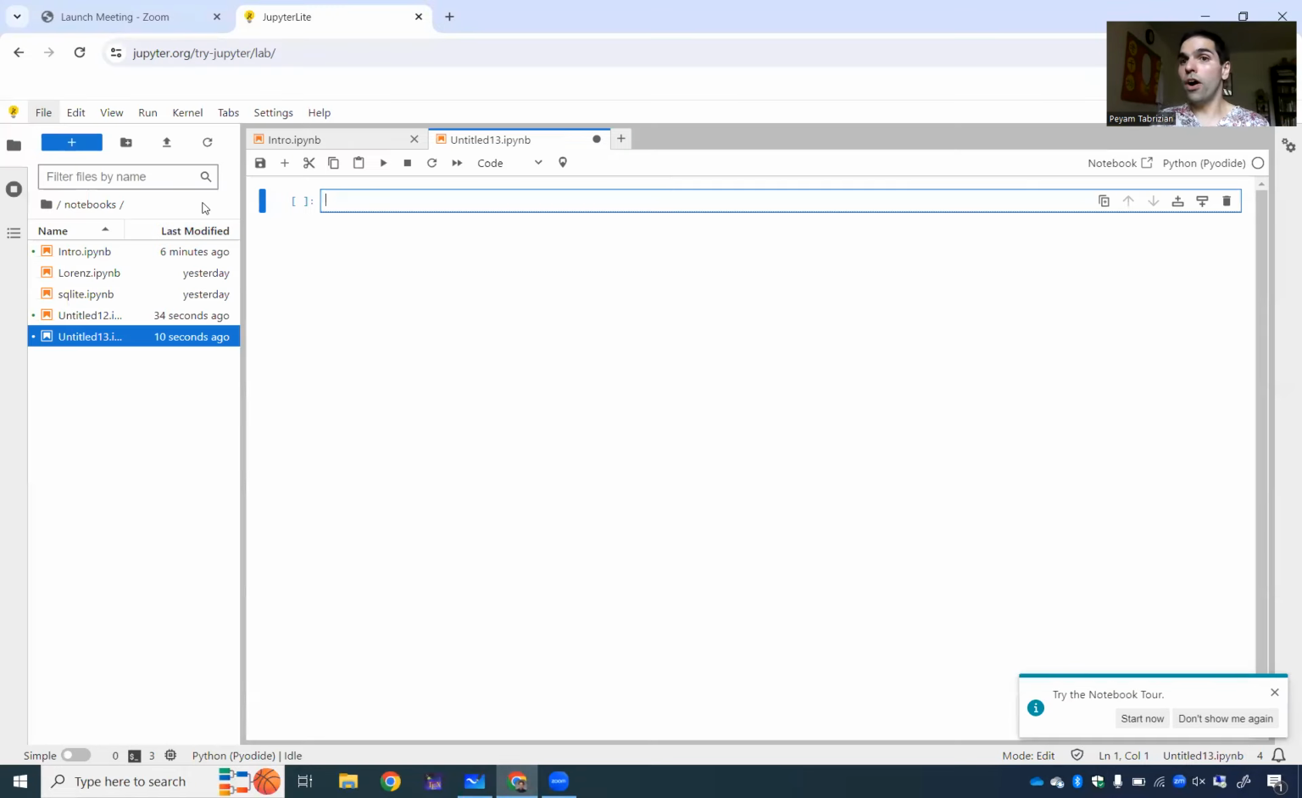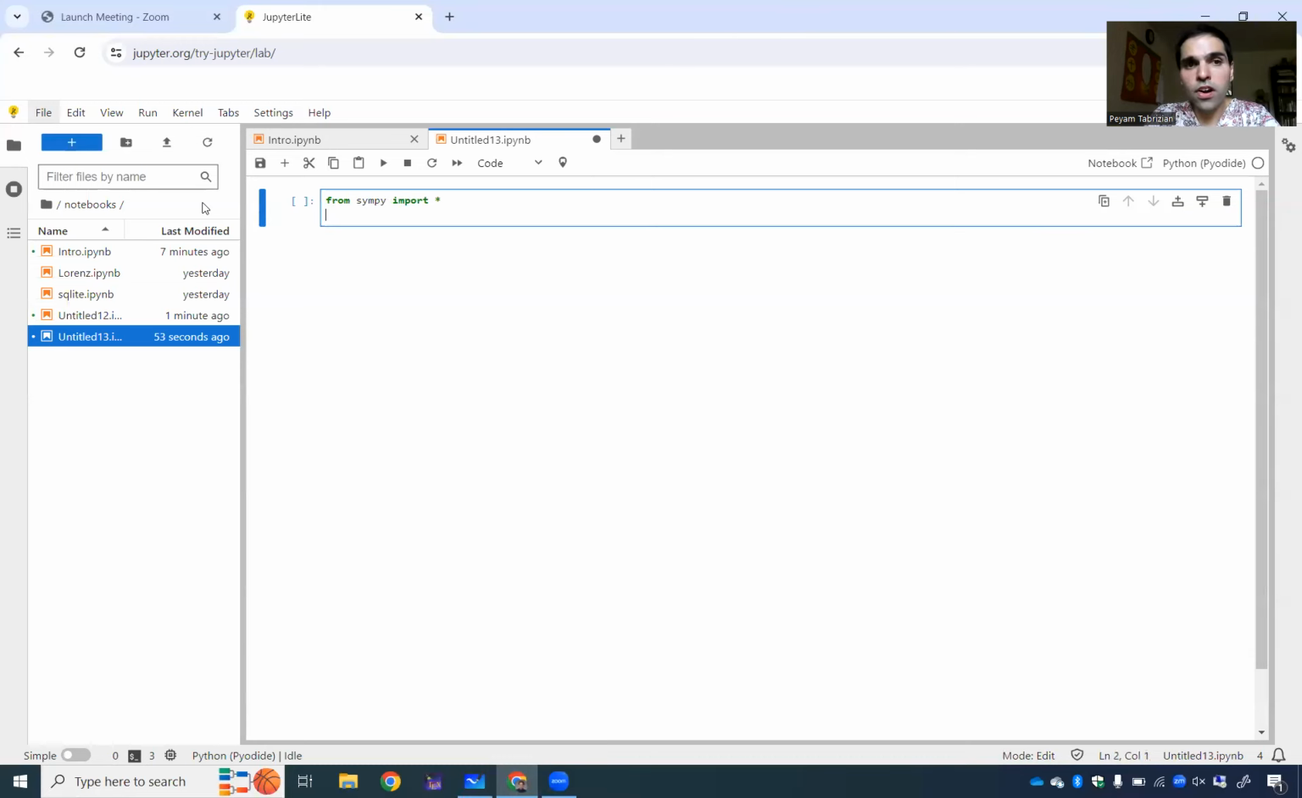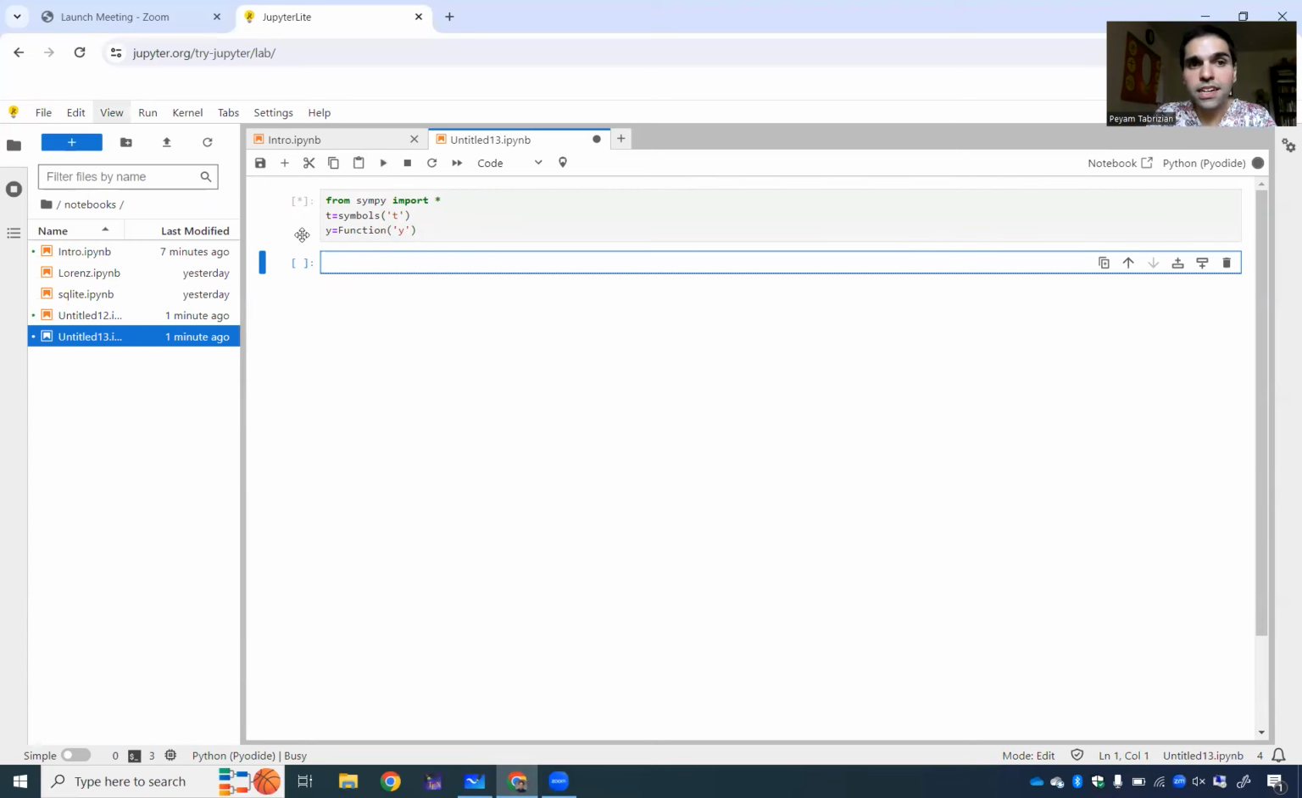So you just open up your Python console, and the first thing you want to do is import the multiplication sign. It's called SymPy. Import star, and then you have your t symbol. So t is symbols t, and then y is function. Those are just your variables. Click on play, and again, make sure this star becomes a number.